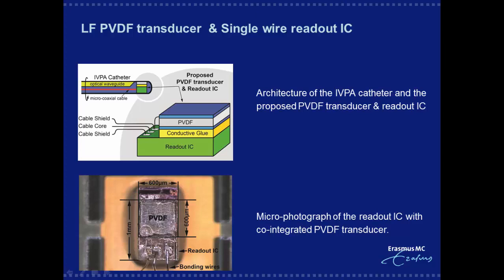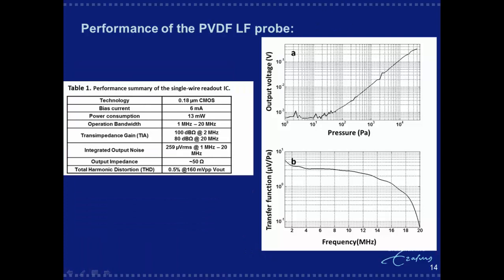This is the photograph of the prototype of this catheter. And we also performed some tests to characterize the performance. In a table, it's the performance of the single wire readout IC. And these two figures are the properties of the element. The top one is the output voltage against the pressure. So you can see the detectable minimal pressure for this element is around 30 Pascal. And the bottom one is the frequency response of this element. We see it has a really flat frequency response from 2 to around 15 megahertz.